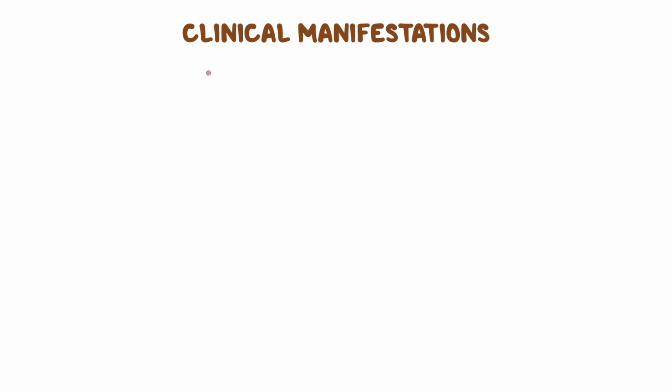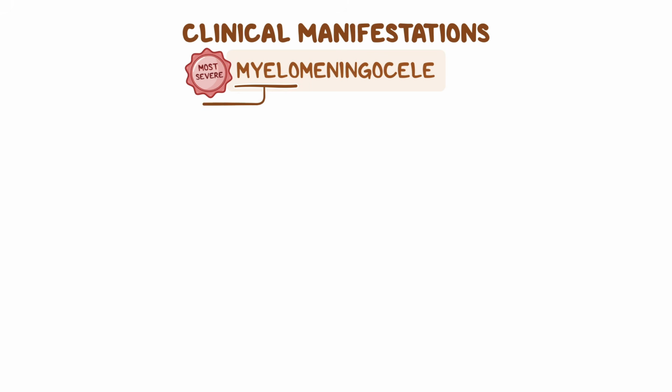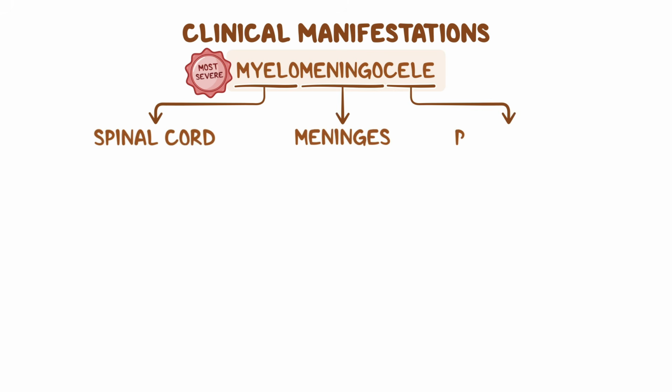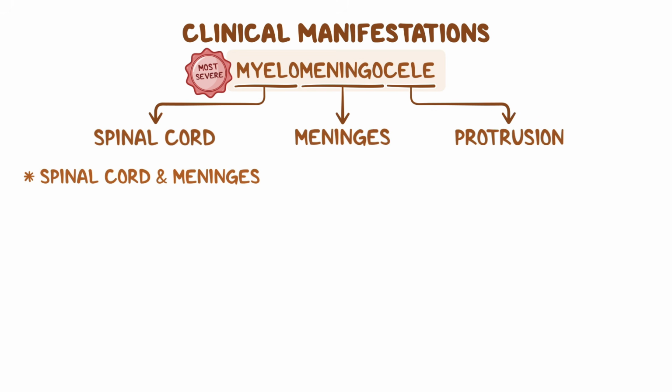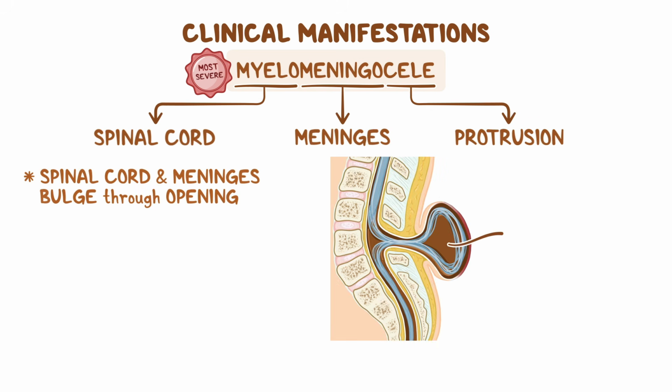The last and most severe type of spina bifida is myelomeningocele. Myelo means spinal cord, meningo refers to the meninges, and cele means protrusion. So, in this case, both the spinal cord and meninges bulge through the opening, forming a fluid-filled sac, often about the size of an orange.